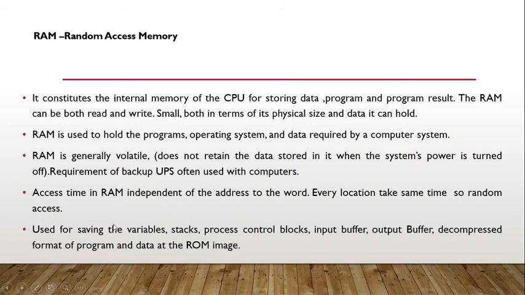It is used for saving variables, stacks, process control blocks, input buffer, output buffer, and the decompressed format of program and data from the ROM image. This is a type of volatile memory, so for temporary storage we can use this type of RAM. The access time is independent of the address, so we have random access. We can reach the memory in a random way, and it is extremely fast, but this type of RAM can also be quite expensive.